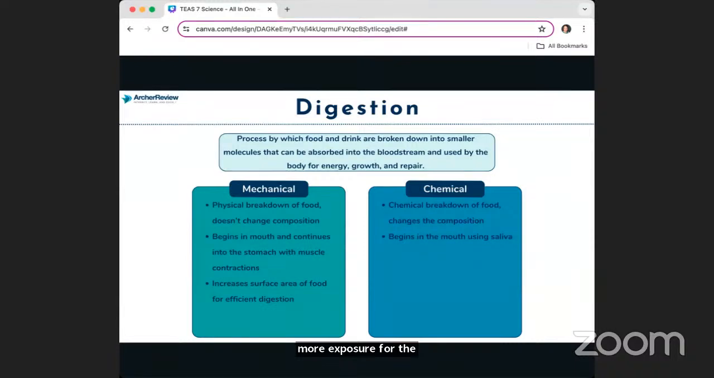But mechanical digestion is not the only way that we break down our food to get all the nutrients from it. We have to have chemical digestion too. This is the chemical breakdown of food, so we are changing the composition. It's not just a physical change, it's a chemical change. This also begins in the mouth. Your saliva, which holds a bunch of different types of enzymes, helps to begin that chemical breakdown process.